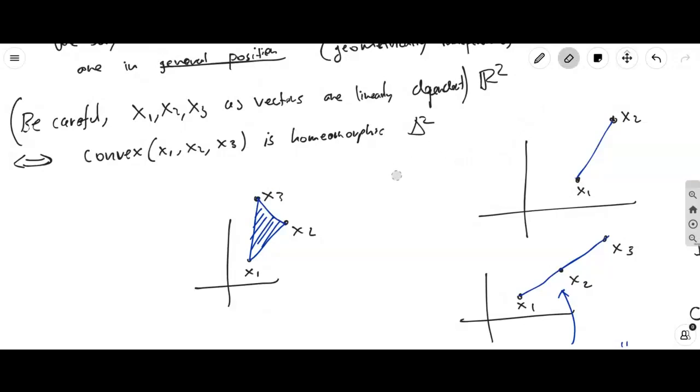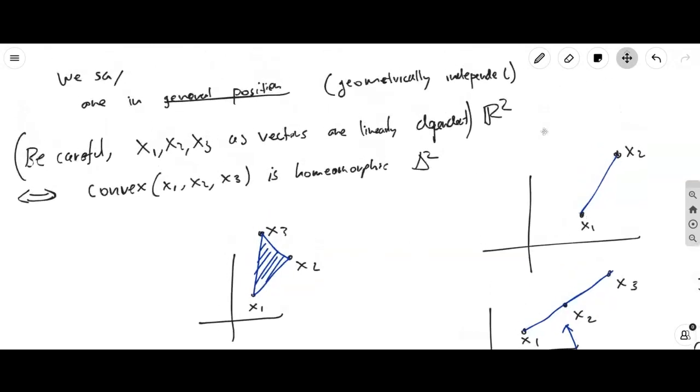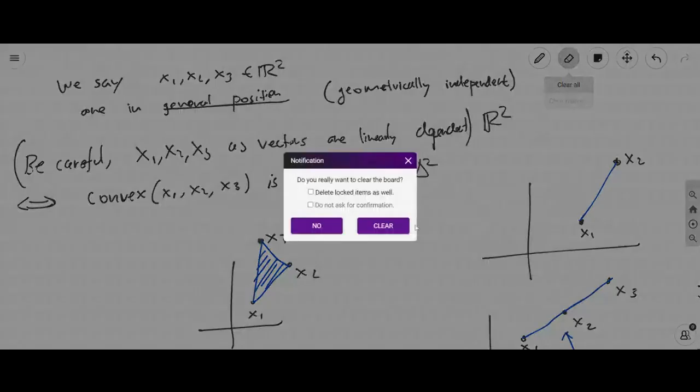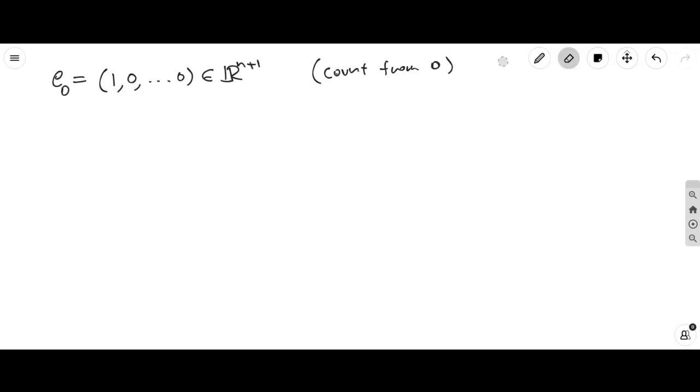In fact, let's describe the two-dimensional simplex in a nice way while we are at it. So if you let E0 denote the vector that has 1 in the 0 position and 0 everywhere else, so this is in R^(n+1). So you basically count from 0. That's why it's n plus 1. And then E1 is the vector that has a 1 in the 1 position.